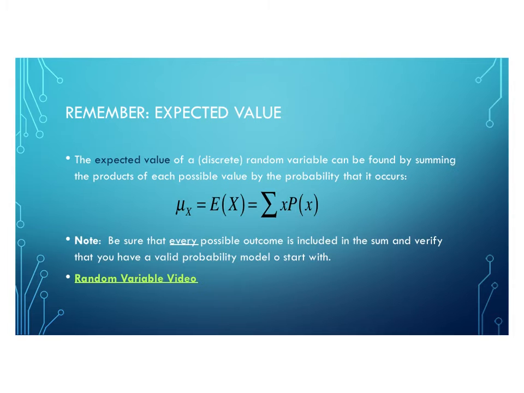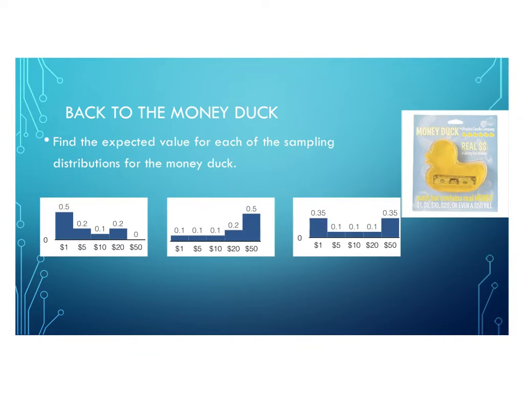So if you recall from Unit 4, Part 1, the expected value of a discrete random variable can be found by summing the products of each possible value by the probability that occurs. This formula right here is actually on your yellow formula packet. So you're going to take the sum of the outcomes times their probability. Note to self, be sure that every possible outcome is included in the sum and verify that you have a valid probability model to start with.